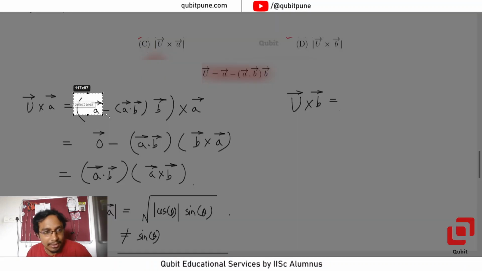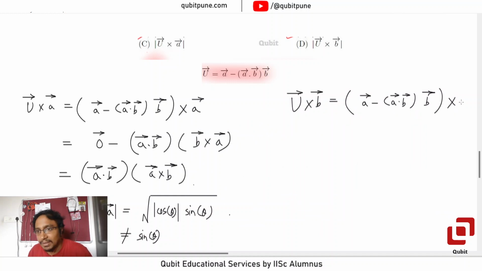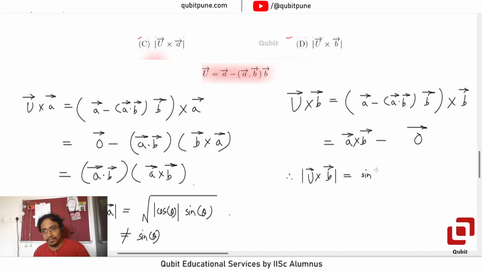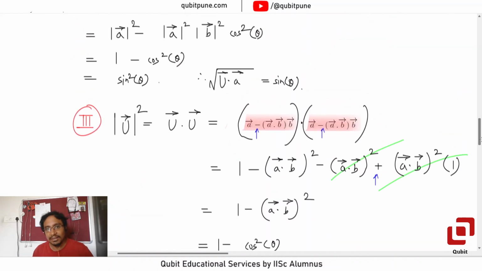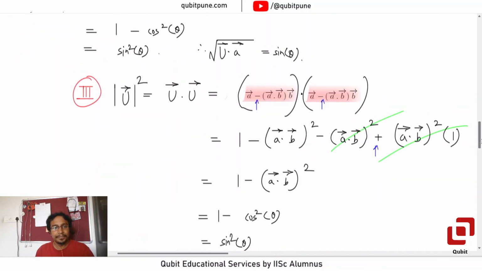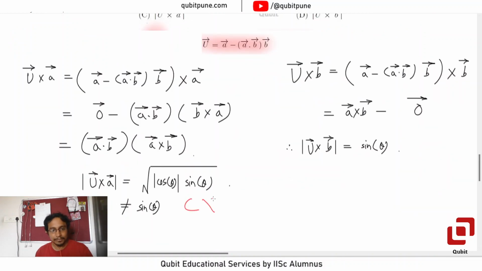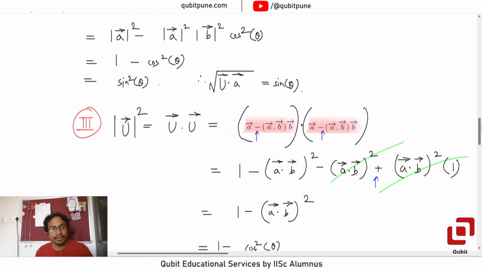Okay, this vector again cross b bar. So this time it is a bar cross b bar minus the null vector, because b bar cross b bar is null. So got it. The magnitude of u bar cross b bar is equal to sin theta. So that is done. Wherever we are getting sin theta, you should mark it. So a is right, b is right, c is not right, d is right. Okay, understood?